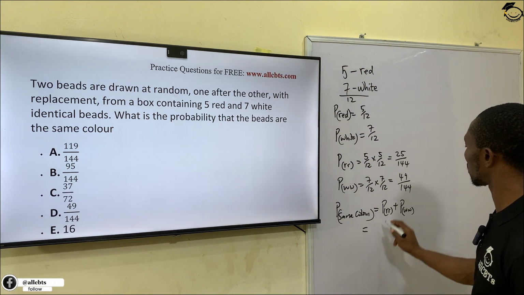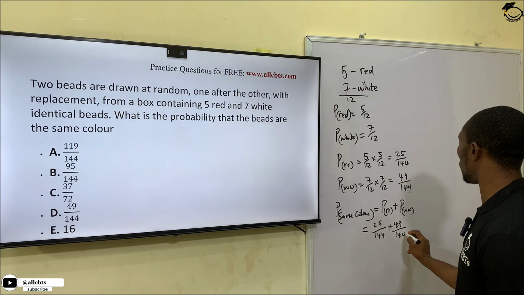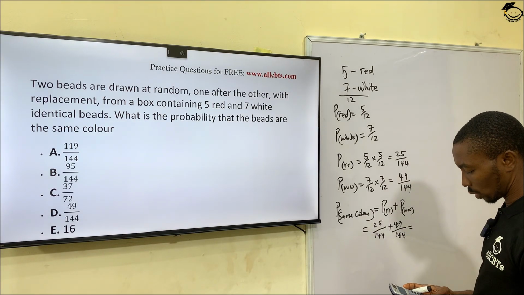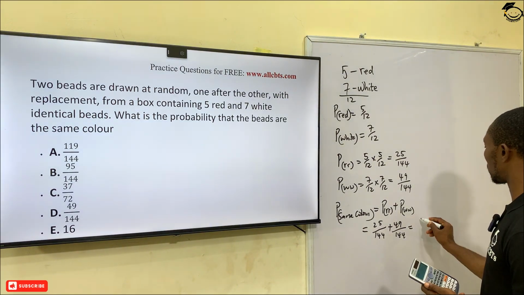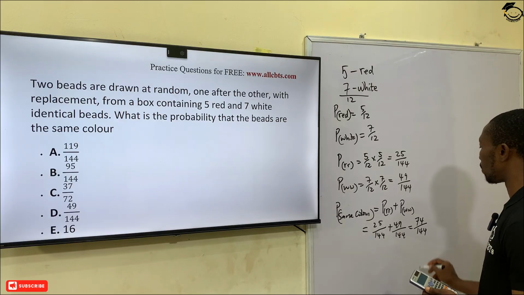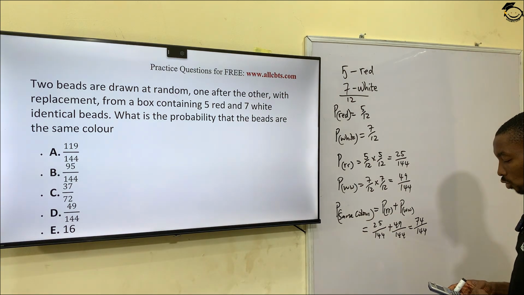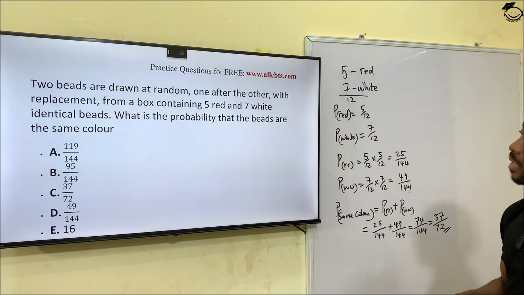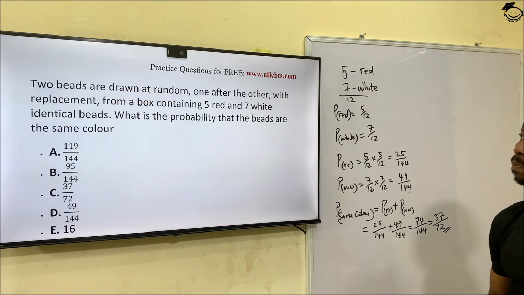So this we would have as 25 over 144 plus 49 over 144, which gives us 25 plus 49, which will give us 74 over 144. Now breaking this down, we can divide by 2. 74 divided by 2 will give us 37, and 144 divided by 2 will give us 72. So our probability for picking same color bits will be 37 over 72.